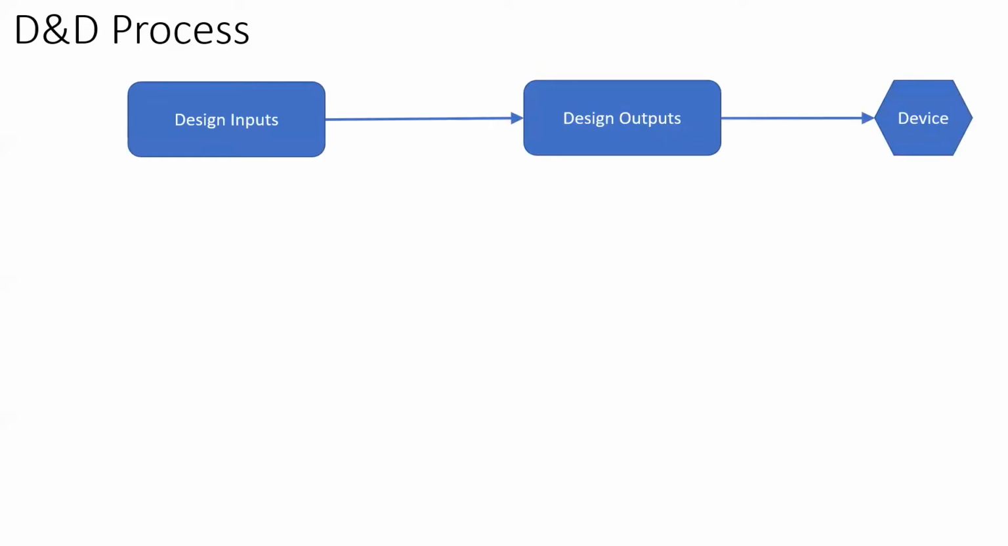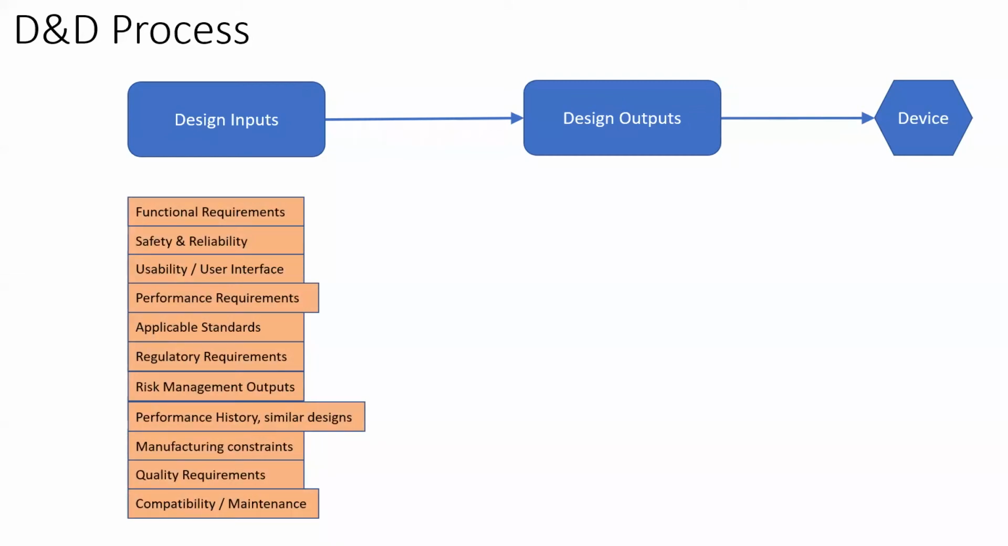Very simple, easy way to represent the design development process is design inputs leading to design outputs leading to a finished device. So let's just take a little bit of a diversion, look at what kind of processes we are looking at, and then we will move on to what a design control procedure actually needs to be. So design inputs. But what are design inputs?